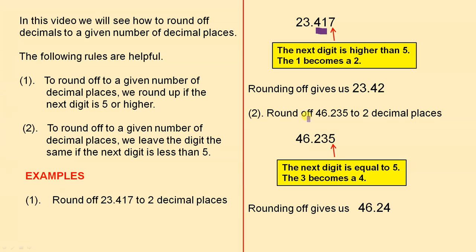Second example. Round off 46.235 to 2 decimal places. Here's 46.235. In the answer, we want to see 2 digits after the decimal point. So we look at the next one. The next digit is equal to 5. The 3 becomes a 4. So that's still the first rule. So rounding off gives us 46.24.